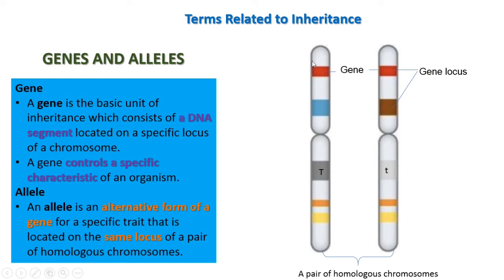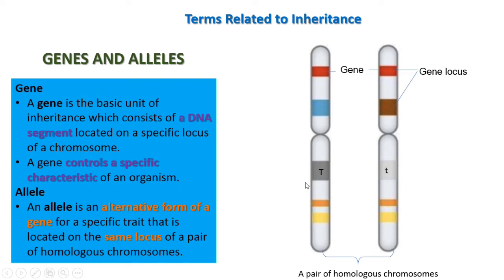So in a homologous chromosome, the other location of the homologous chromosome is also called a gene. So a pair of genes at the same locus is called an allele. Okay, allele adalah kedudukan gen yang sama lokus pada homologous chromosome. Contohnya merah ni. Genes yang ni dengan gen ni lokus dia sama. So bila lokus dia sama, ini dipanggil allele. This is the allele.